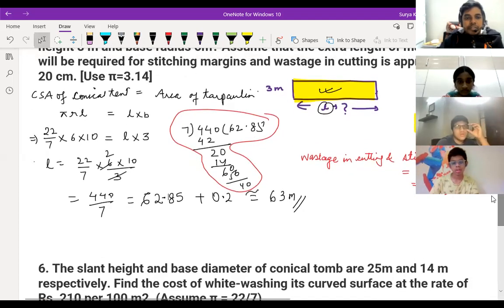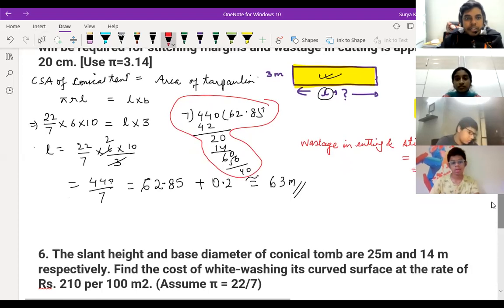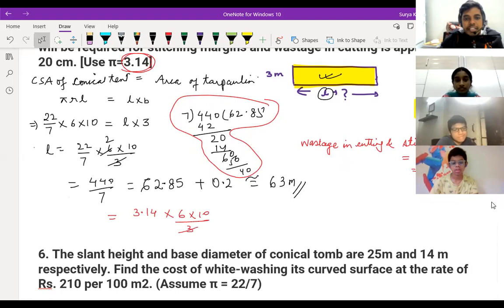Or if you use 3.14, yes, then sir, I got 63.05. Okay, yeah. Sir, so I'll approximate it to 63 only. And if you take 3.14, they're asking to use 3.14. That's why you will get the exact thing. See, 3.14 multiplied by 6 into 10 divided by 3. Then you'll get exact, I think. 3 2s are 6, you'll get 6.28. See, that's why we were getting it wrong. So you'll get 62.8. Then you add 0.2, you'll get 63. In the question only they told to use pi equal to 3.14. Okay.